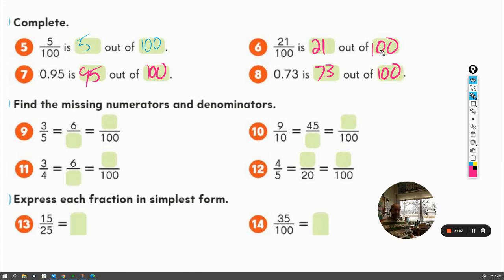All right. Pause me again. Do this next batch of 4. Those are equivalent fraction problems. Find missing numerators and denominators. I'm going to start in 5.